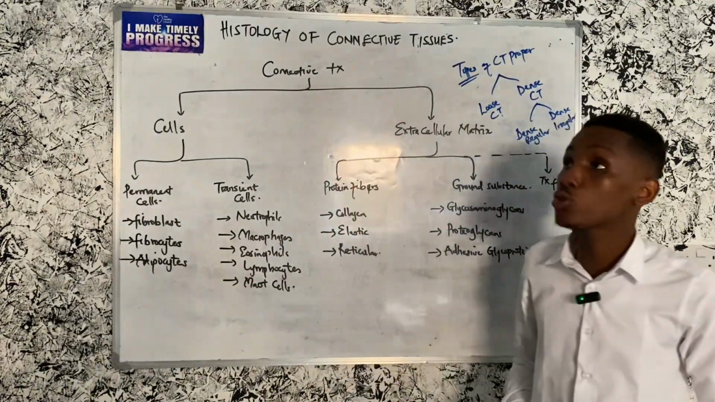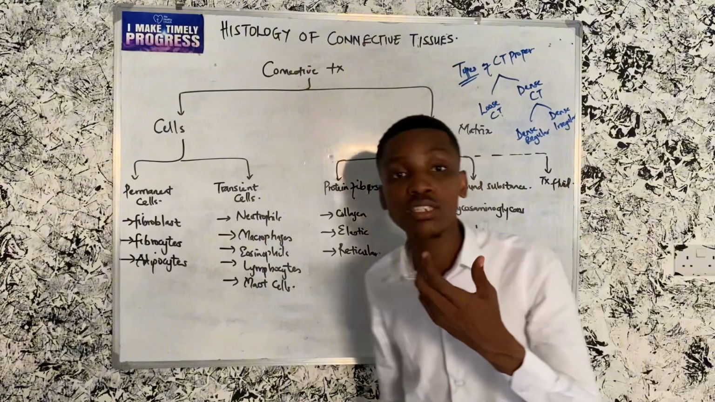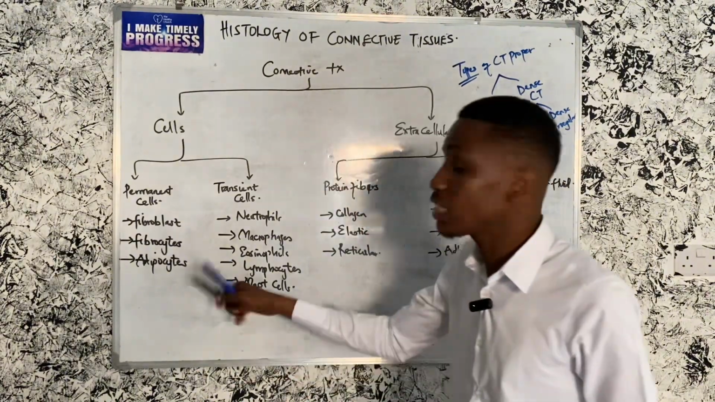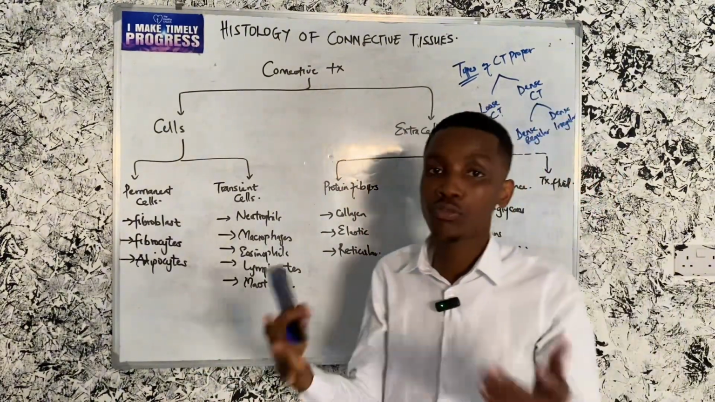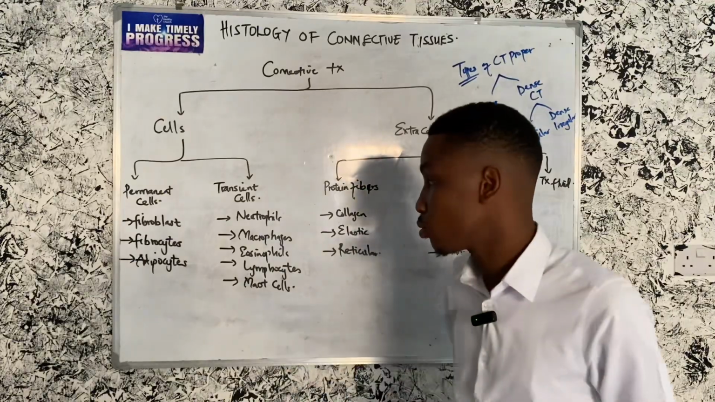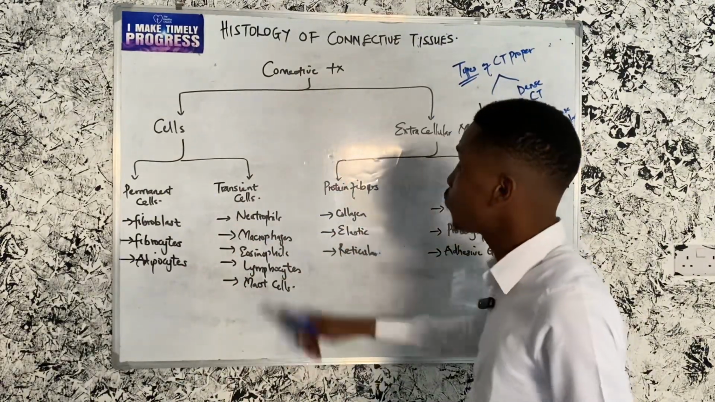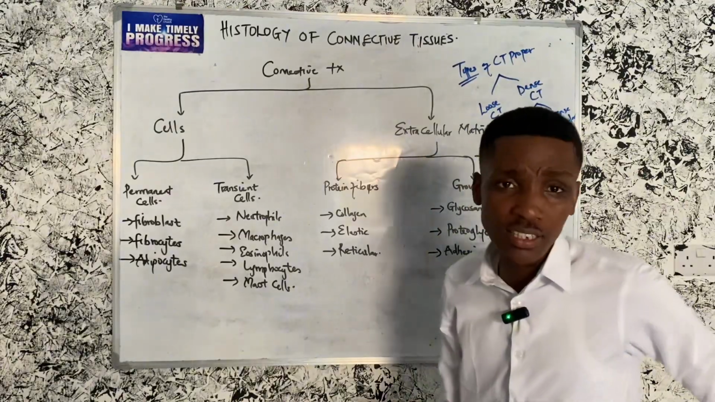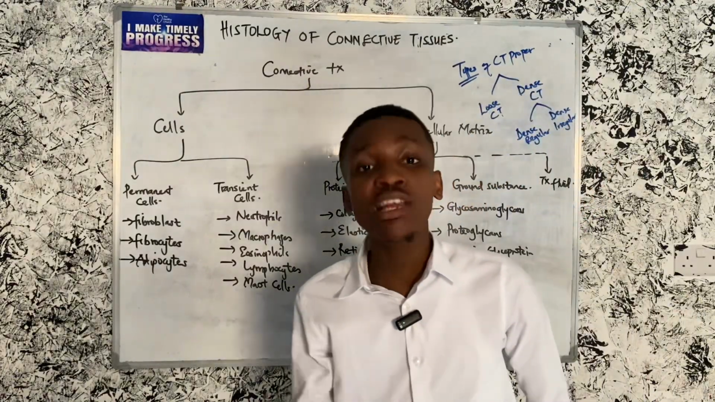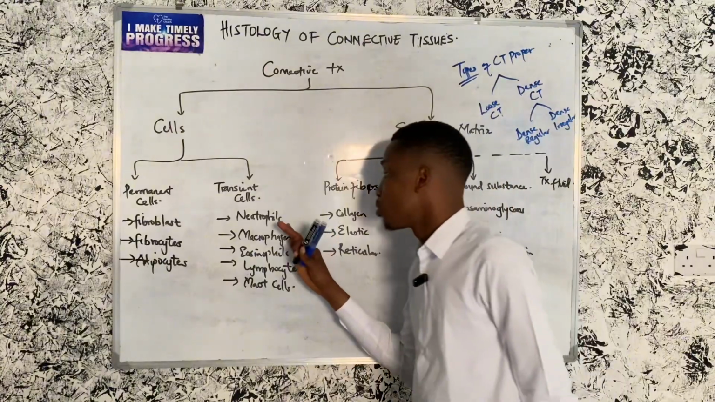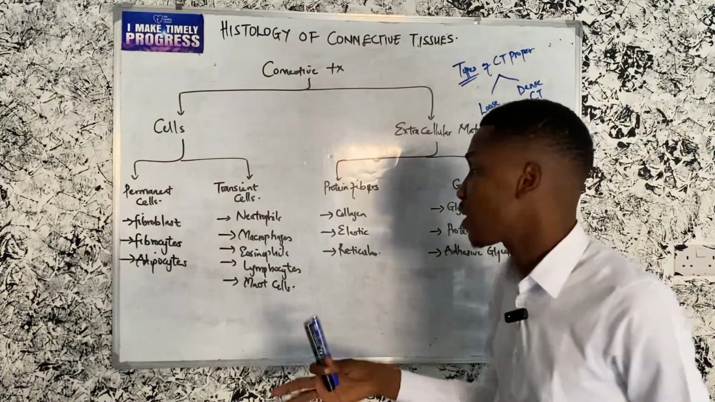Adipocytes are the ones that will store fat. That's adipose tissue. When there are a lot of adipocytes, we call it adipose tissue. But that is just that for that. We come to transient cells: neutrophils. Neutrophils are white blood cells that fight bacterial infections. Usually they are the first line of defense.